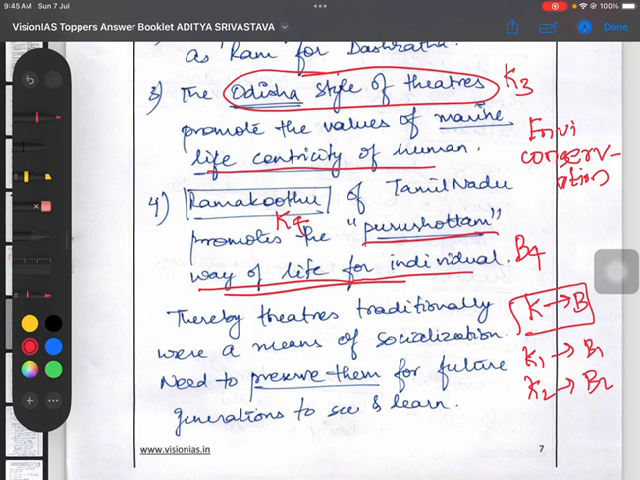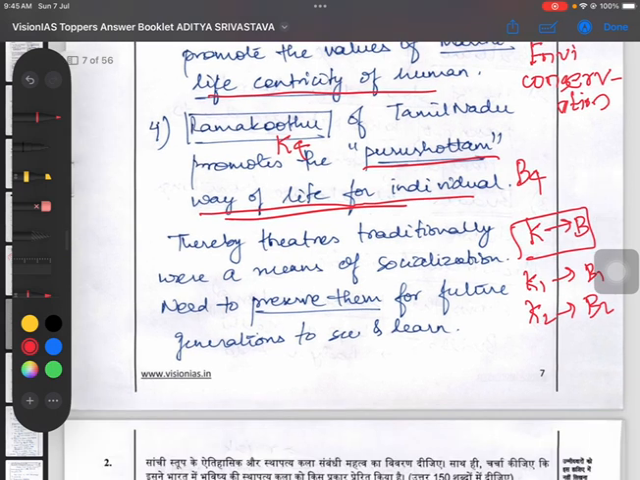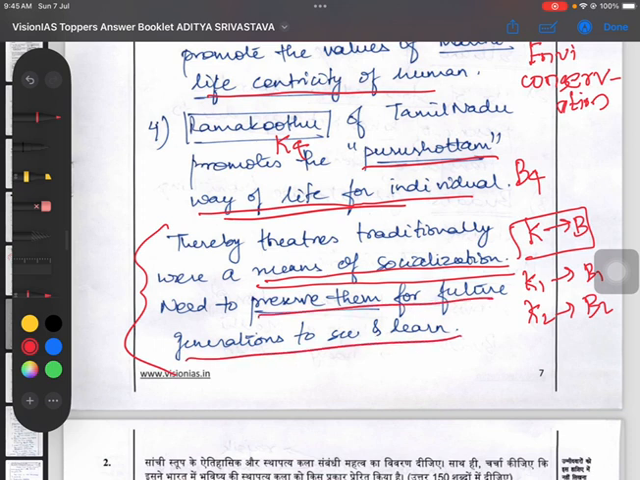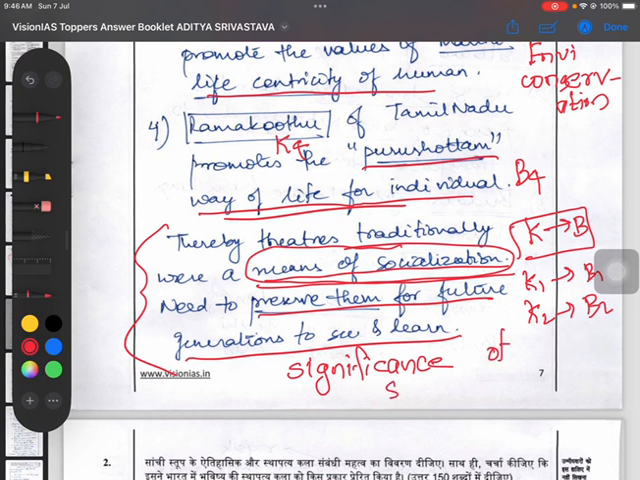Now we are moving to the conclusion, because this 10-marker question only demands two important subparts. Next we analyze how he has written his conclusion. Thereby theatre traditionally was a means of socialization. Just see this phrase, means of socialization. Need to preserve them for future generations to see and learn. So he is becoming more optimistic, and telling the importance of why they should be preserved. These simple but powerful keywords, means of socialization, tell the significance of such theatre forms. I hope you understand.